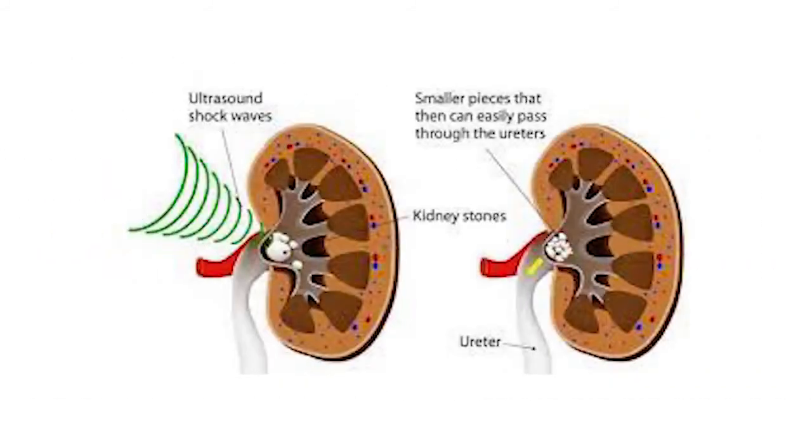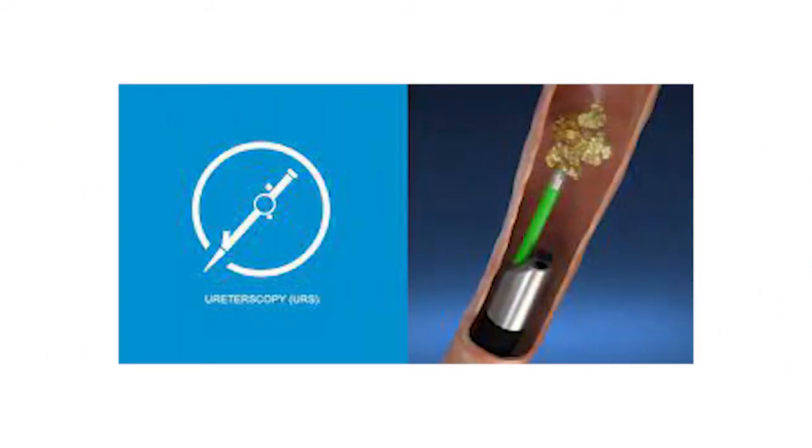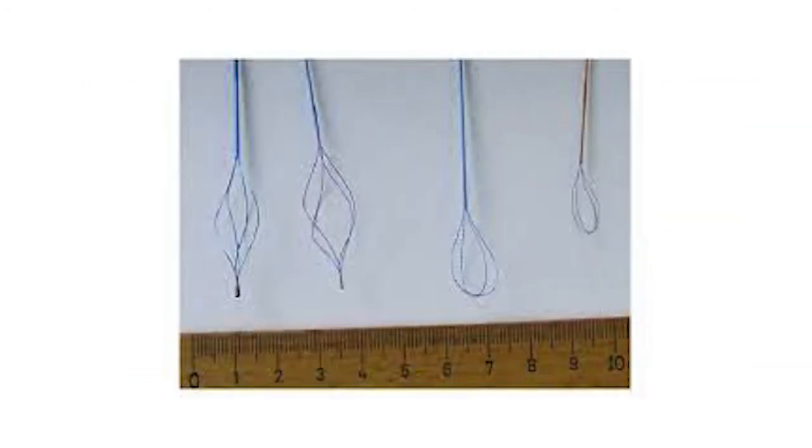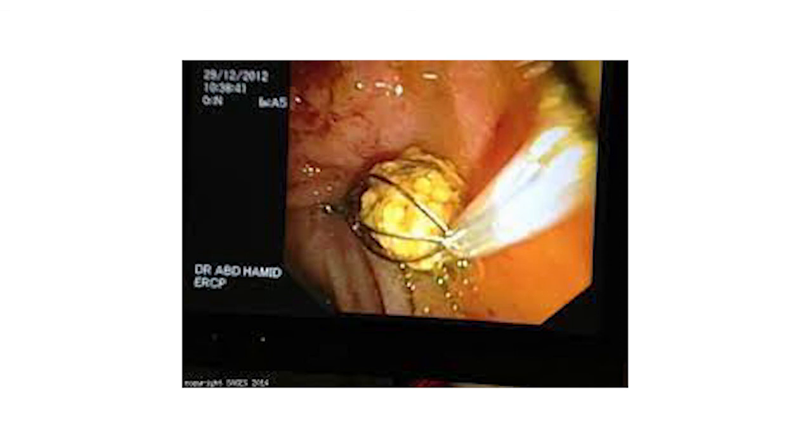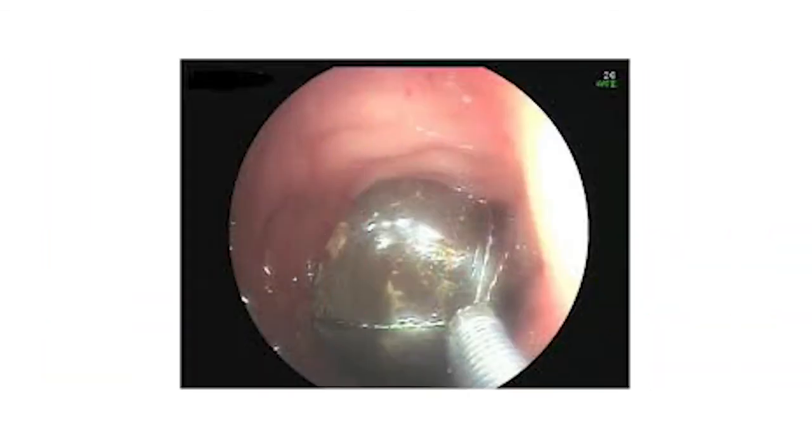Dear students, here is the image showing ESWL, extracorporeal lithotripsy, and this is the ureteric calculus. By flexible ureteroscope, the Dormia basket is pushed beyond the calculus and catches it. This is the Dormia basket image. You can see it catches the stones. Here the stone is caught in the Dormia basket. This is another image showing the stone caught in the Dormia basket and pushed down.